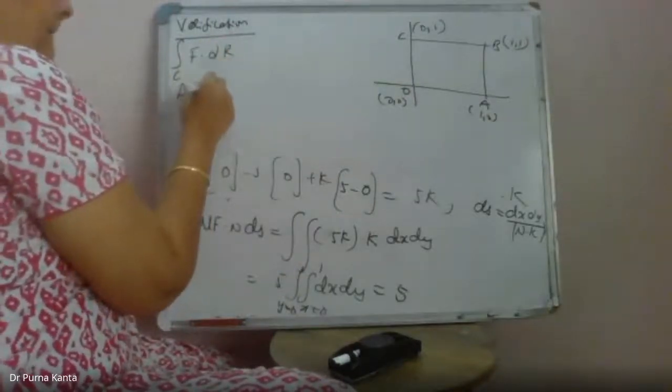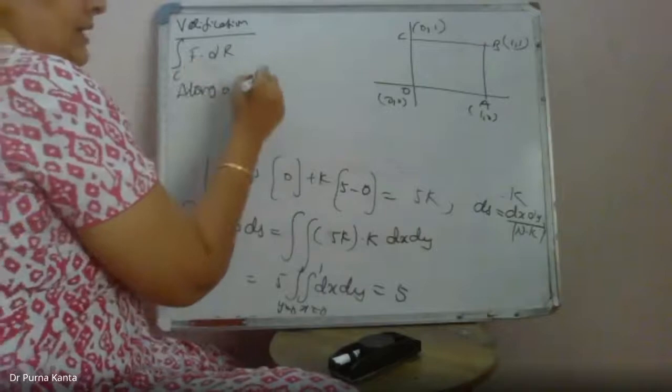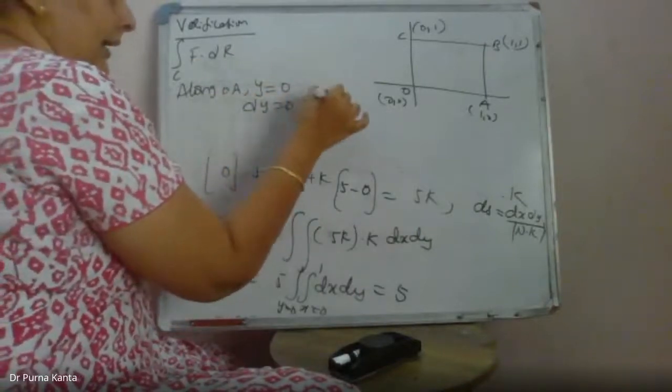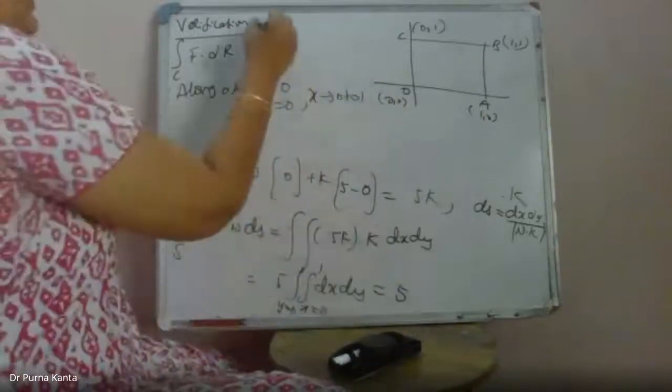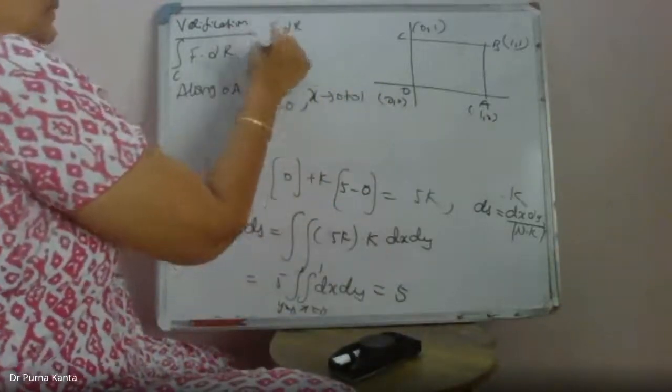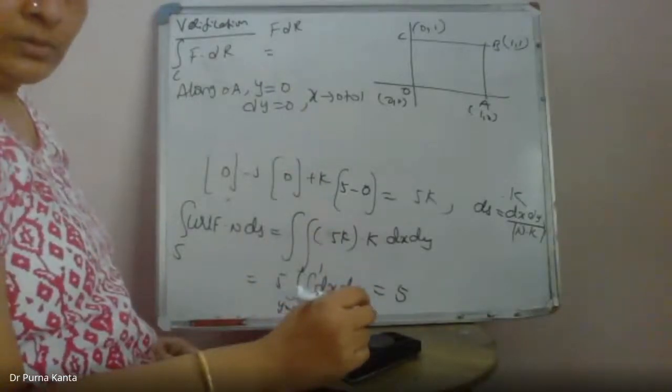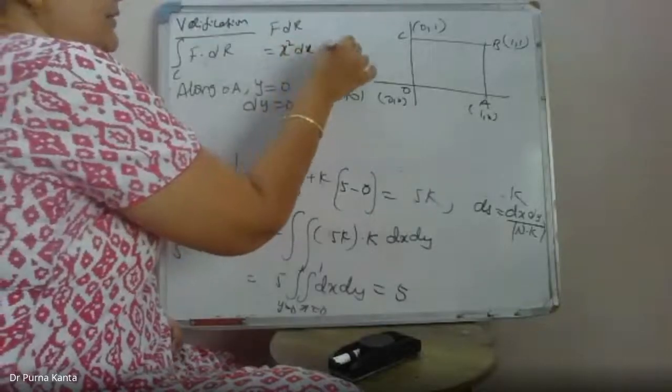Along OA, what is the condition we have? y equal to 0, dy equal to 0, x is from 0 to 1. So what is F dot dr? What is the function given, F? Can you tell me what the function is? x square i plus 5x j. So F dot dr is x square dx plus 5x dy, right?